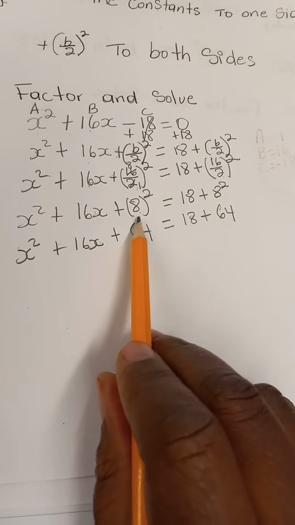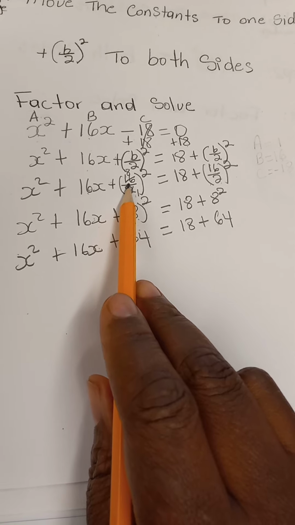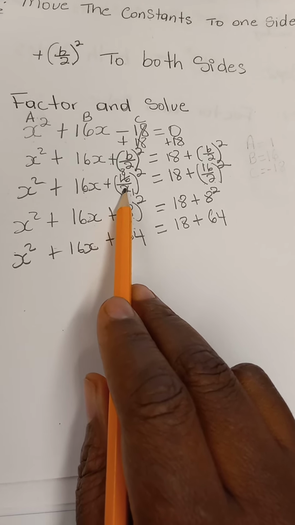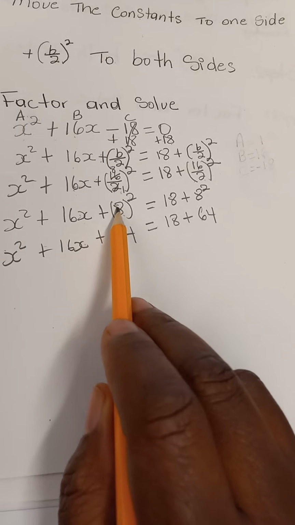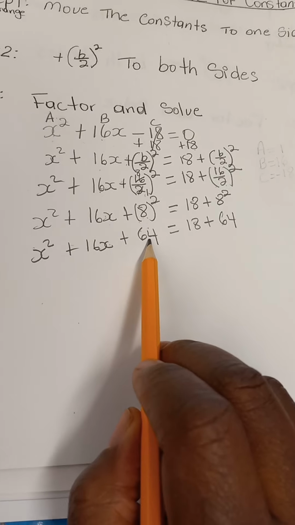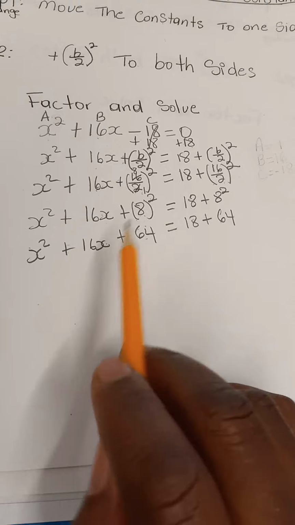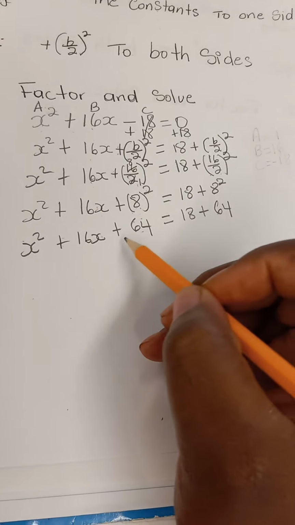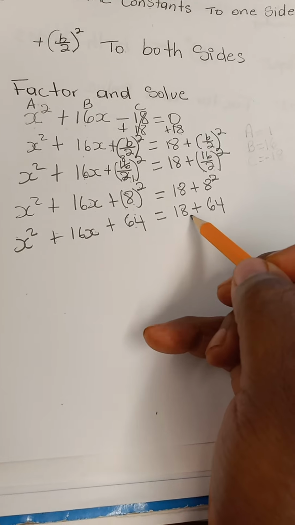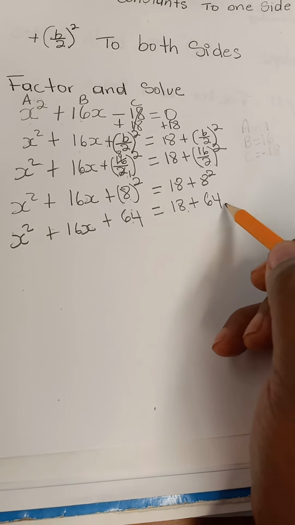So after you have b, your b is 16. After you half it, you get 8. When you square it, you get 64. So now we have x squared plus 16x plus 64 is equal to 18 plus 64.